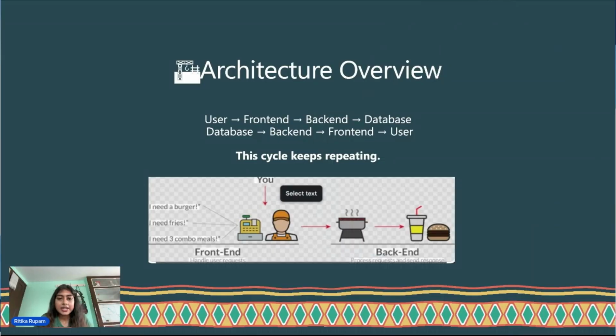This is the architecture overview. So I told you, right? User to the front end, to the back end, to the database, and again from the database to the back end, to the front end, and then to the user. And this cycle keeps on repeating. And this is a very simple example of a restaurant that I already introduced in the beginning.